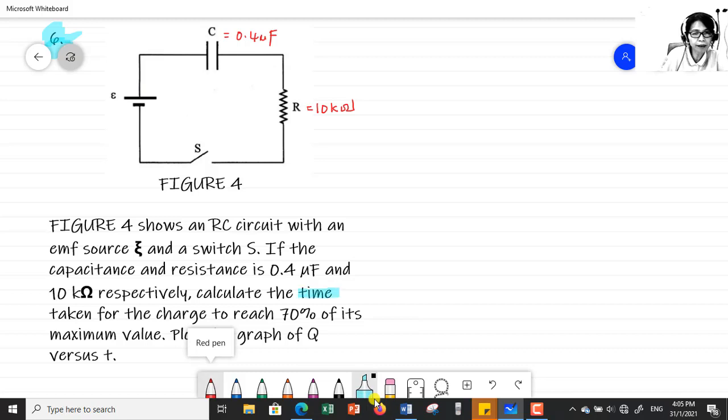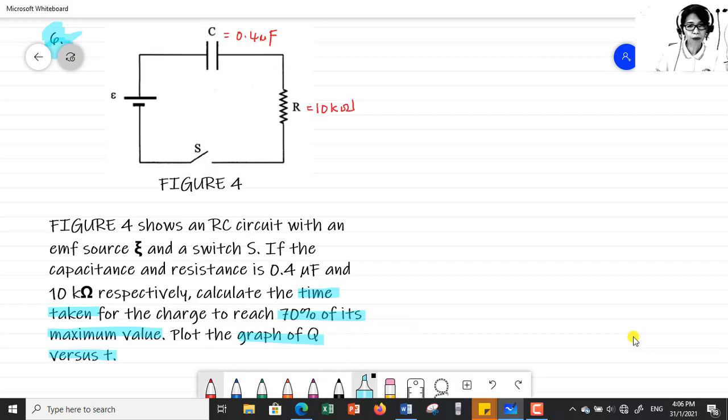We want to find the time taken for the charge to reach 70% of its maximum value and plot the graph of Q versus t. So we have two questions. First, we have to find the time for the charge to reach 70% of its maximum value and plot the graph of Q against time when the switch is closed.